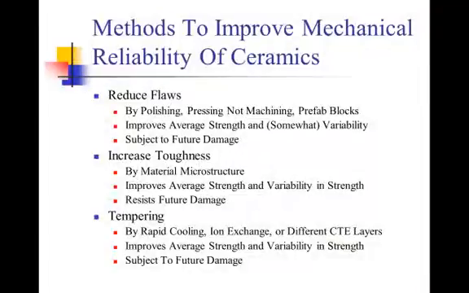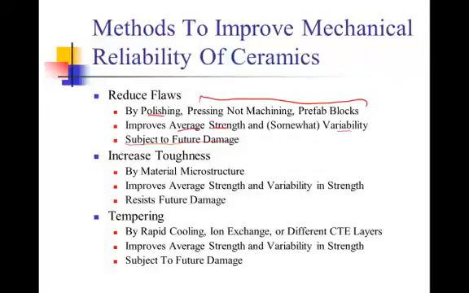So in summary, we have 3 strategies for improving the mechanical reliability of ceramics. We can reduce their flaws by polishing them or by fabricating them in a careful way so that we don't introduce flaws needlessly. That makes them stronger on average, and it has very little effect on decreasing the variability though, because although they start off very strong, they are subject to future damage.